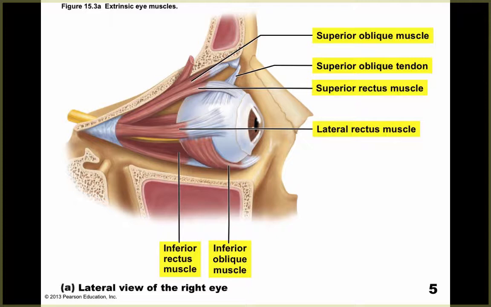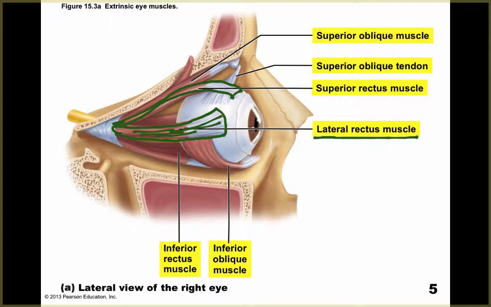So here are the extrinsic eye muscles, and let's start with the lateral rectus muscle. With rectus, you'll notice that it's attached up here in the front, right? And you can see that the fibers in the muscle move this way. Anything that's attached this way is rectus. This one that's attached down here is rectus. And then you have one on the opposite side of the eye. They're all rectus.